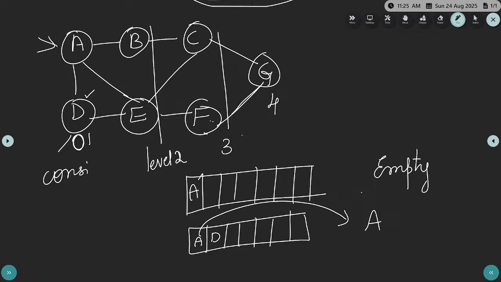Empty kuda untundi. Empty kuda untundi. Eppudu? If nothing is there in the stack, it is empty. By default it is empty. Right? Now write down the algorithm.